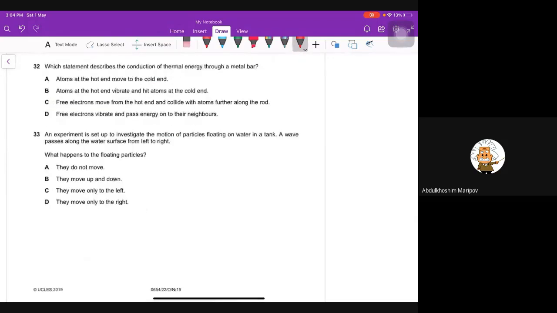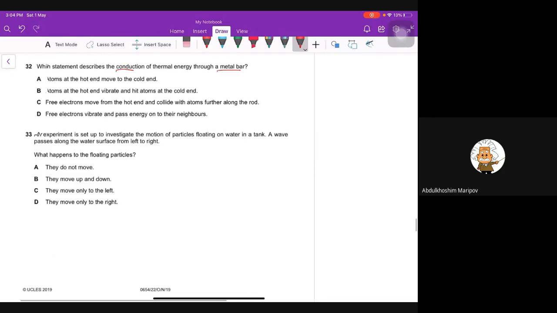Which statement describes the conduction of thermal energy through a metal bar? Conduction, of course: a metal bar. Whenever we see metals, we should think of conduction, and both are given anyway. So which statement describes the conduction?